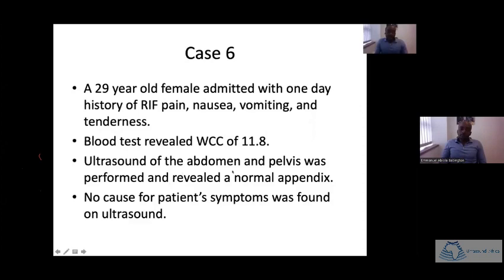Now, case six, a 29-year-old female admitted with 1 day history of right iliac fossa pain, nausea, vomiting, and tenderness. Blood test revealed slightly raised WCC. Ultrasound of the abdomen and pelvis was performed and revealed a normal appendix. The cause for patient symptoms was not found on ultrasound.